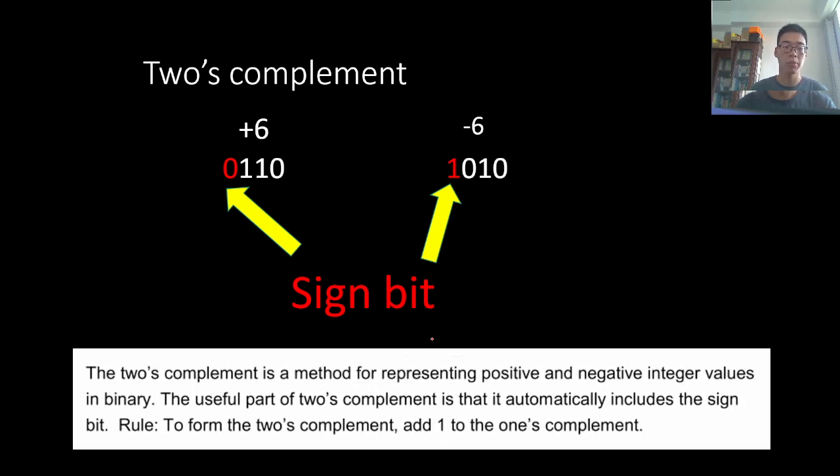The 2's complement is a method for representing positive and negative integer values in binary. The useful part of the 2's complement is that it automatically includes a sign bit rule. To form the 2's complement, add 1 to the 1's complement. This really helps us simplify the process, because we don't need to think about adding a sign bit in front, since it is done automatically.